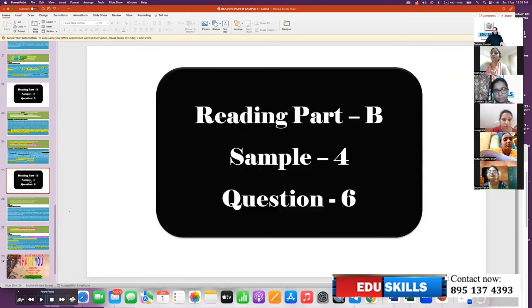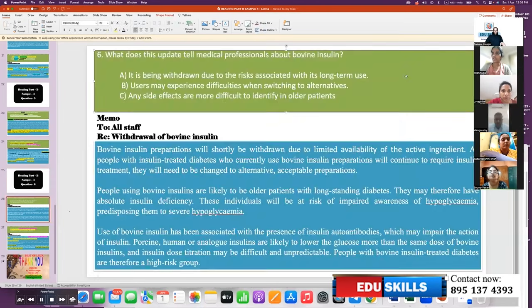Reading part B, sample for question 6. What does this update tell medical professionals about bovine insulin? A. It is being withdrawn due to the risks associated with its long-term use. B. Users may experience difficulties when switching to alternatives. C. Any side effects are more difficult to identify in older patients.